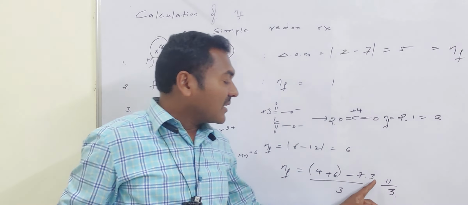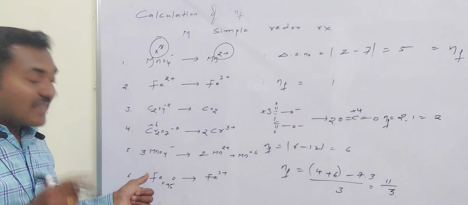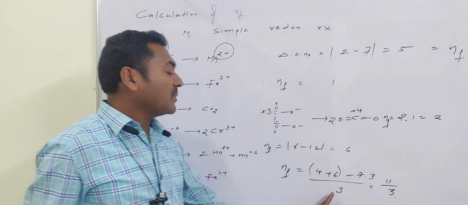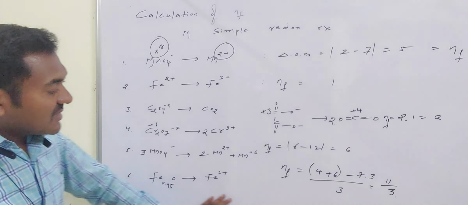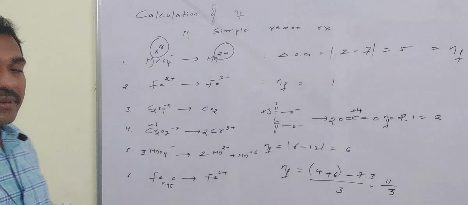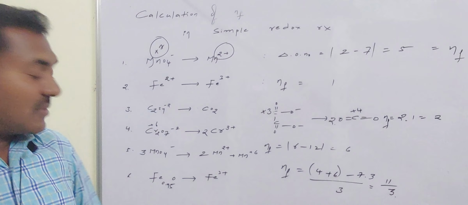7 into 3 becomes equal to 21. Total 10 minus 21, it reaches 11 in magnitude. This 11 is for 3 MnO4 minuses, hence for each MnO4 minus it becomes 1/3 of that, which reaches 11 by 3.